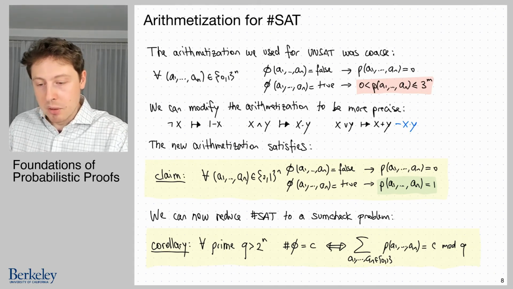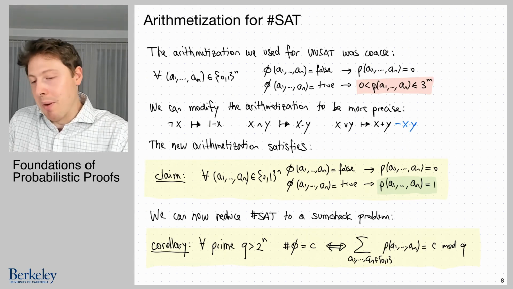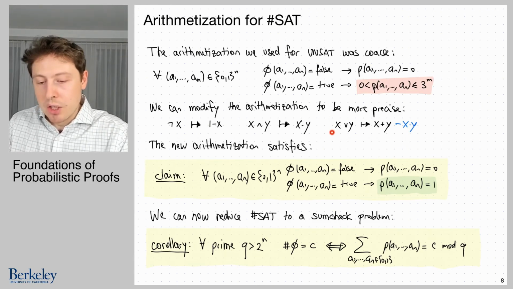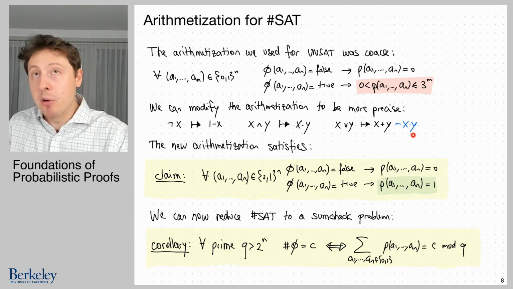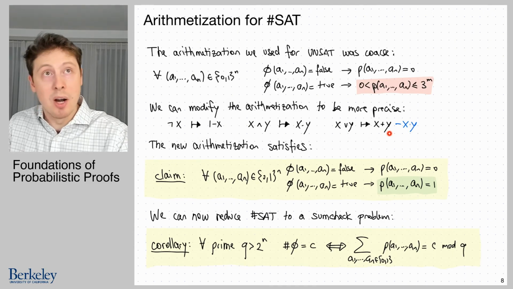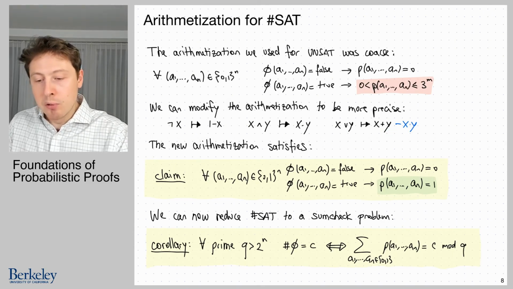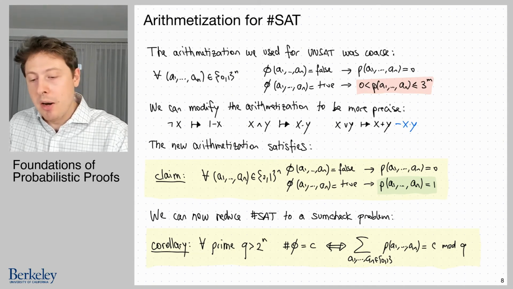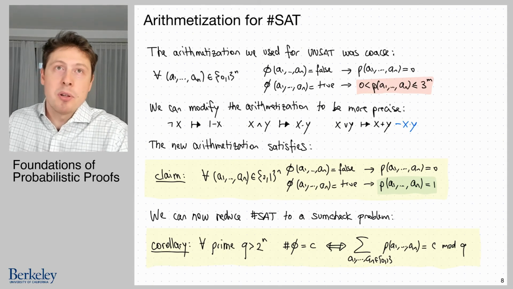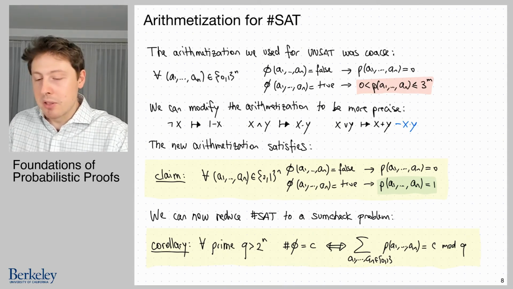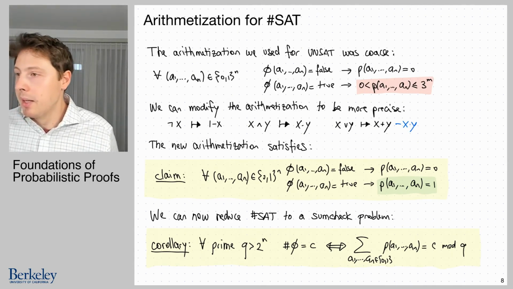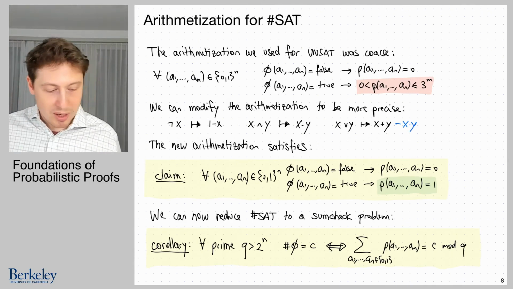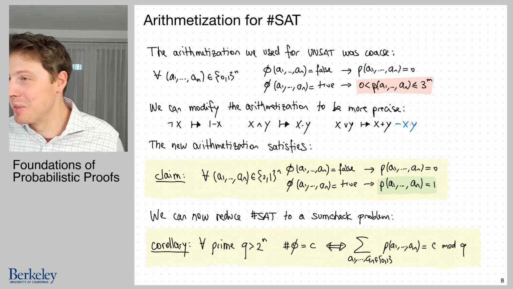Now this arithmetization has maybe a minor disadvantage, which is that x or y now actually increases the degree, whereas before it didn't. Before it was just x plus y. So if you had a formula that was full of ors, then your degree wouldn't increase as much. Now it increases a little bit more, but it's okay. We don't care, it's still a polynomial degree. So to a first approximation, this is just a better arithmetization, but the reason it's there as a stepping stone is for pedagogical reasons.